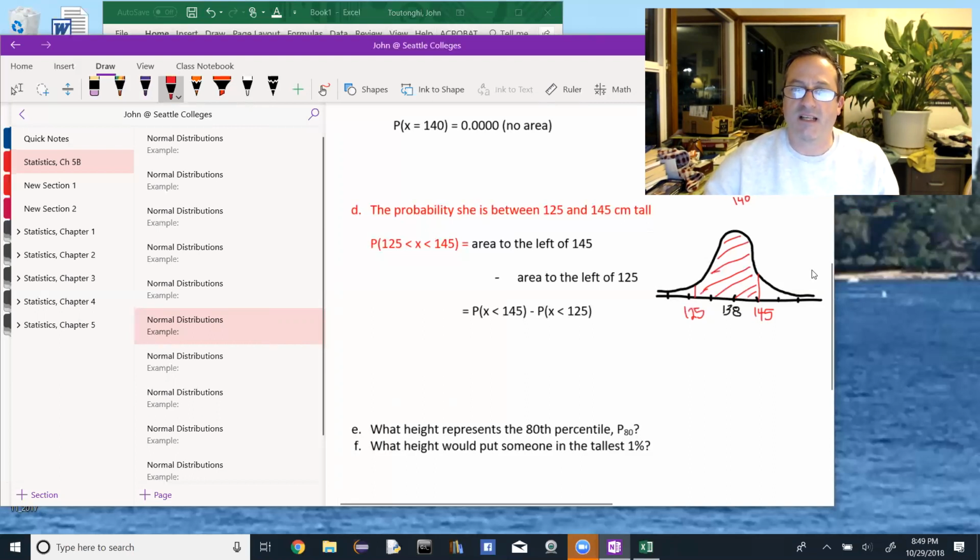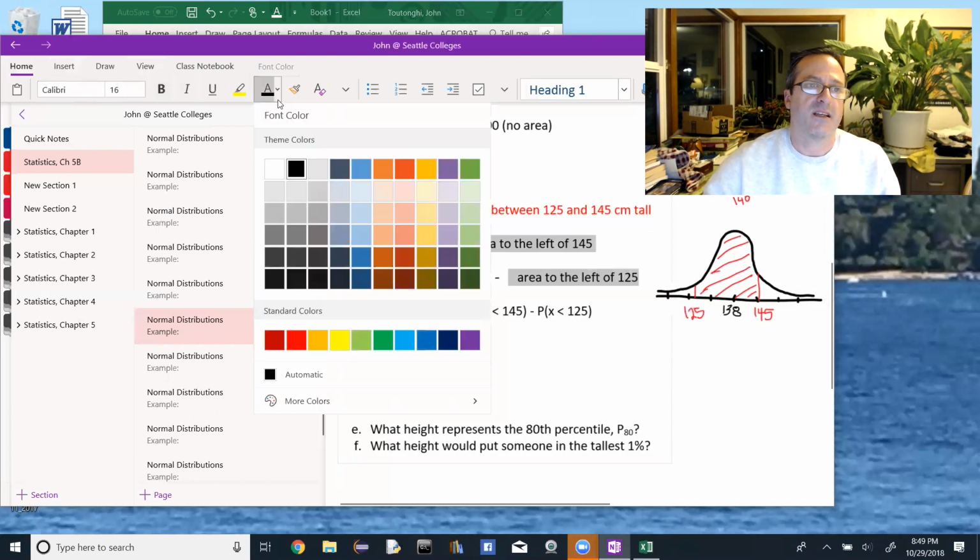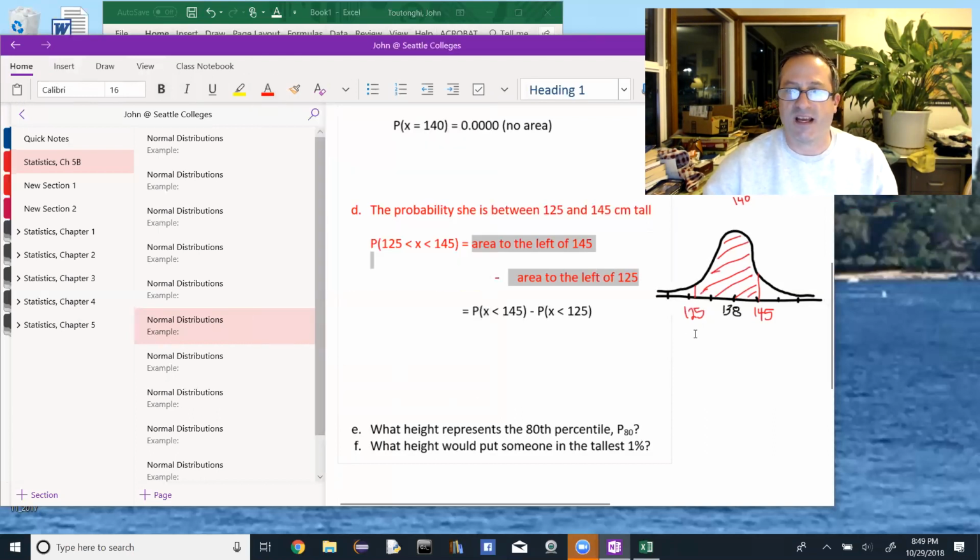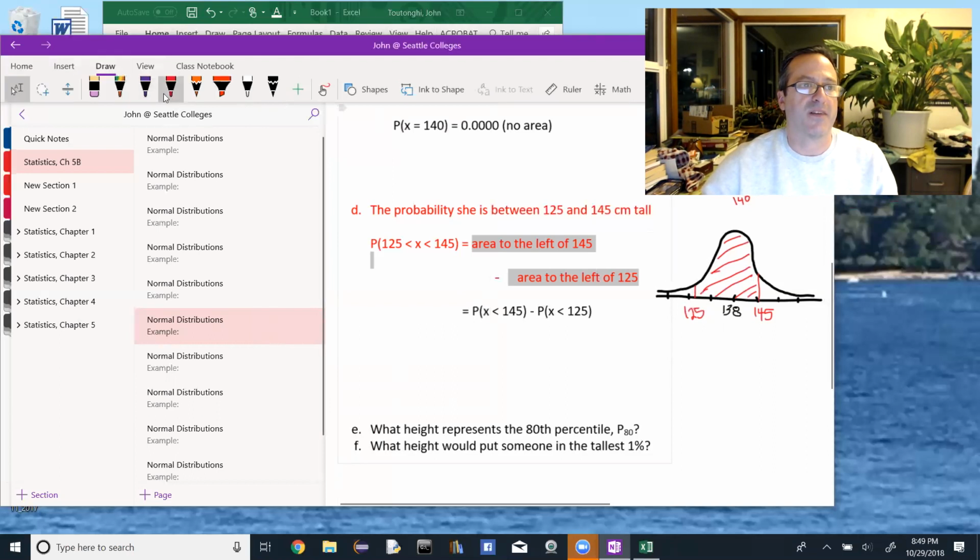So because Excel can only find the areas to the left, we have to convert this problem. And what we do is we think of it as, if I took everything to the left of 145, we'd have this little bit extra down here to the left of 125. So the area in the middle is everything to the left of 145 minus everything to the left of 125. And when we do that subtraction, we end up with the stuff in between the two things. In terms of probability, it's the probability that x is less than 145 minus the probability that x is less than 125.